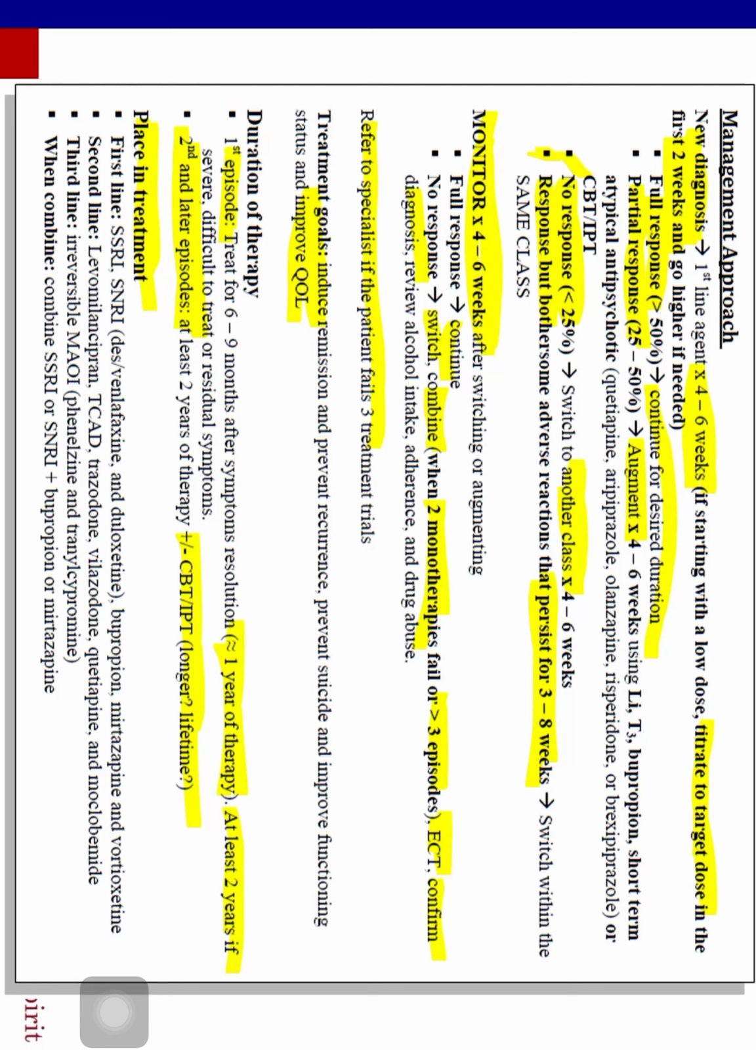When we combine, how do we combine? We said that we combine agents if 2 monotherapy trials fail or if the patient has more than 3 episodes. So when we combine, how do we choose? We try to combine something that works on serotonin with something that doesn't work on serotonin. This is to avoid serotonin syndrome. So we can combine SSRI with bupropion or SSRI with mirtazapine, or we can combine SNRI with bupropion or SNRI with mirtazapine. The objective of this kind of combination is to avoid serotonin syndrome by not combining 2 drugs working on serotonin together.